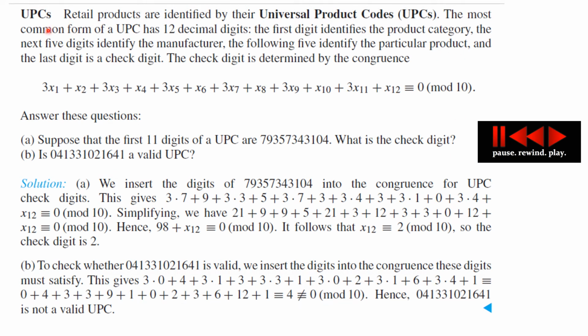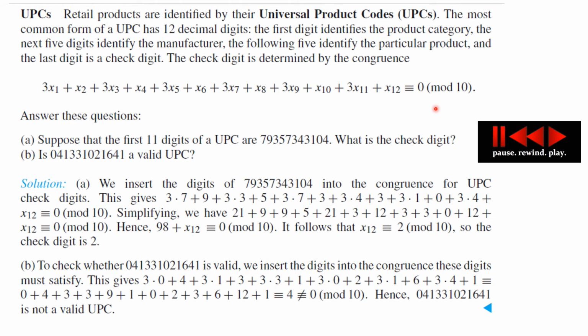Let's look at what we do for UPC. We have a universal product code, and it has 12 decimal digits. The first digit identifies the product category, the next 5 the manufacturer, the following 5 identify the product, and the last is a check digit. And this is the congruence that is used. You take 3 times x1 plus x2 plus 3 times x3 plus x4, and you see every odd one we multiply by 3 as we go through, and we consider, is this congruent to 0 mod 10?